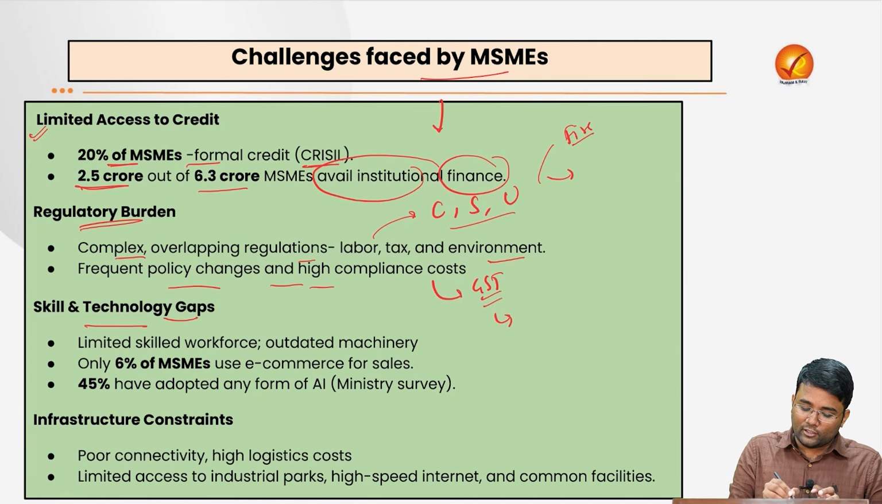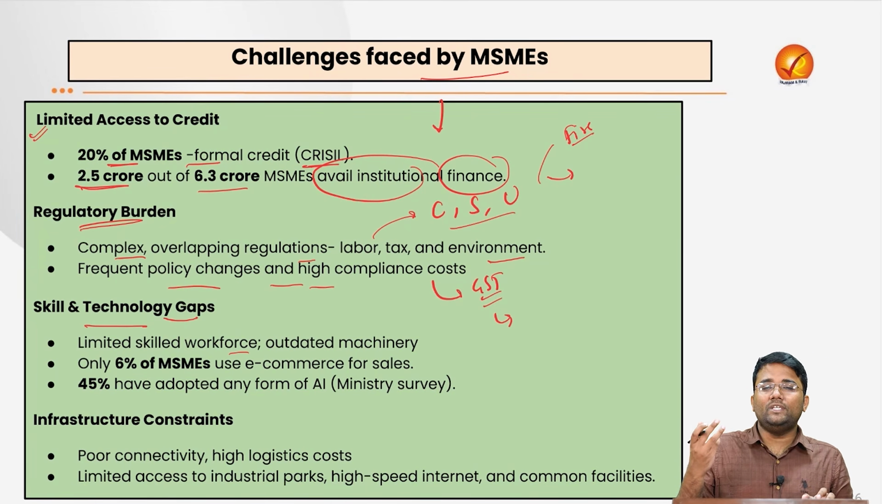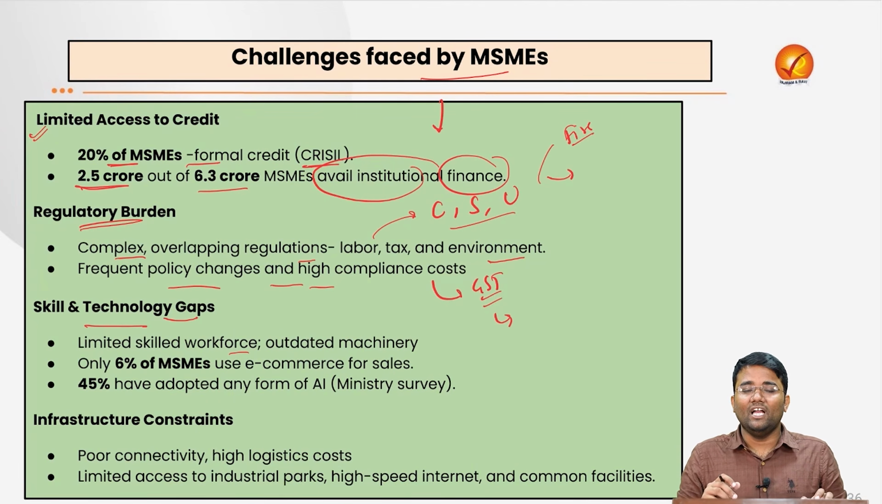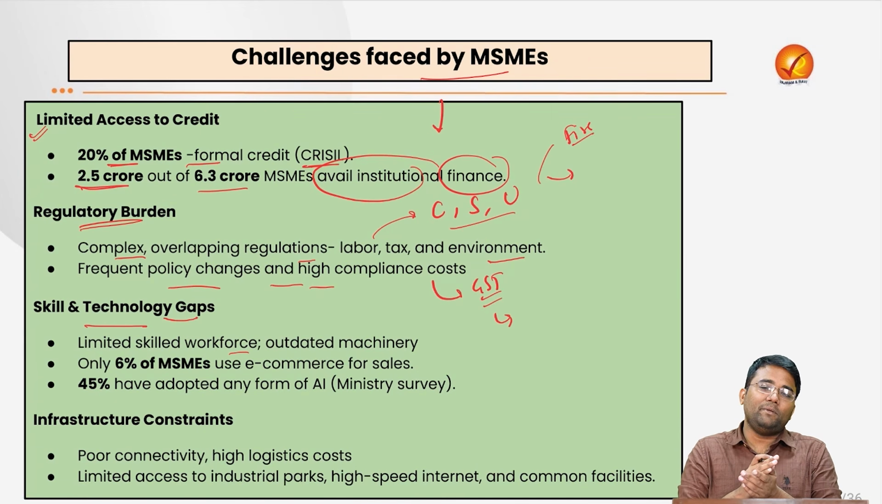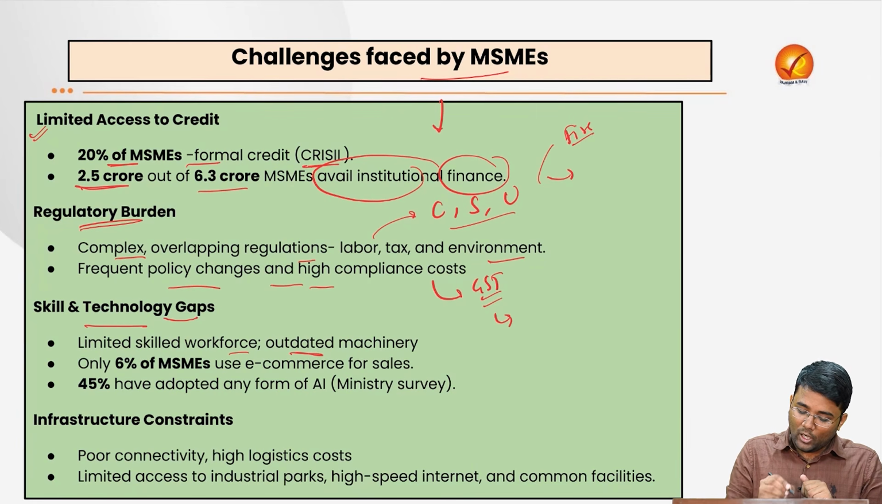Then the skill and technology gap, the limited skilled workforce. As of now, most of the units are using obsolete technologies, which is not helping in limiting the cost of production, and is not helping in making the products more competitive at the global or the domestic level. They are using outdated machineries.